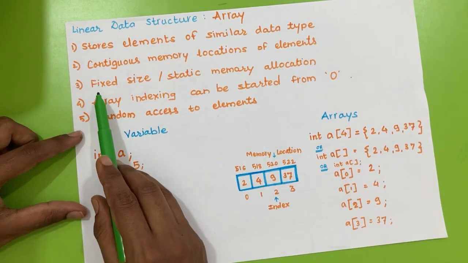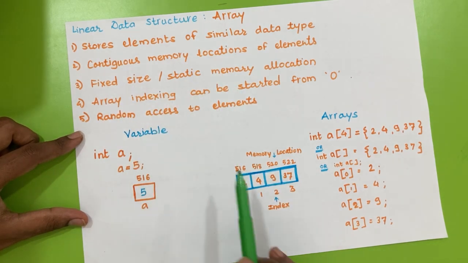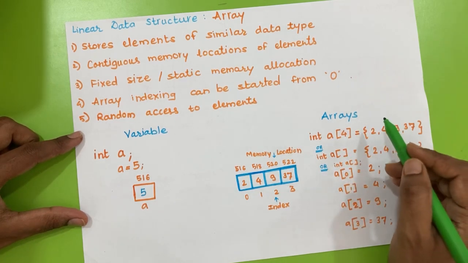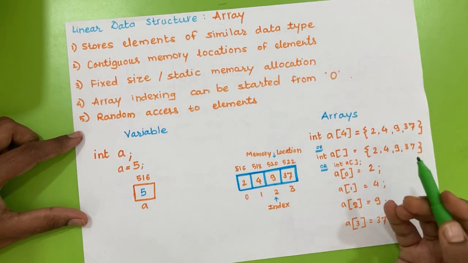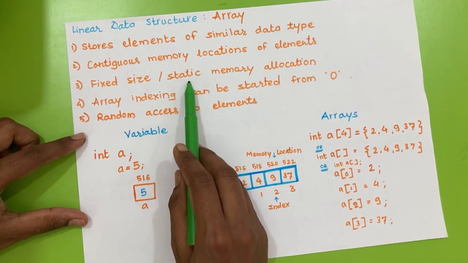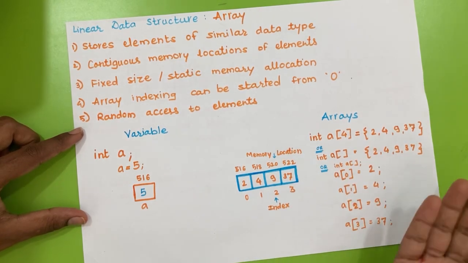Arrays are of fixed size, meaning whenever you declare an array, you must mention its size. You cannot change the size of the array at runtime. That is also called static memory allocation, meaning we cannot change the size of the array at runtime.